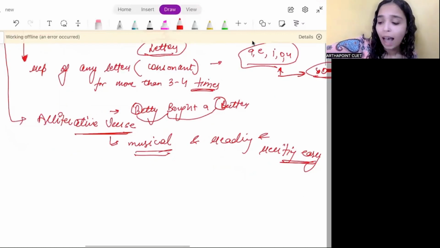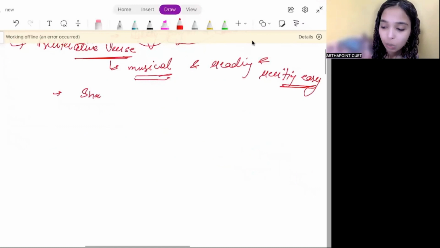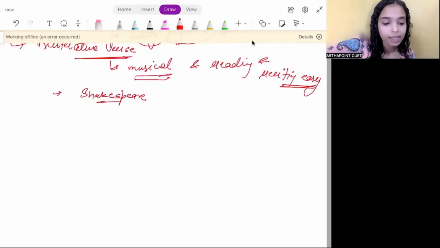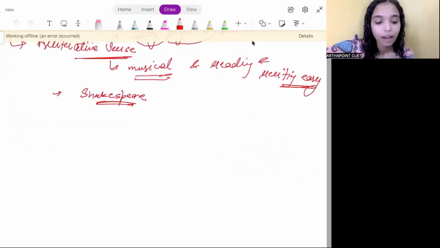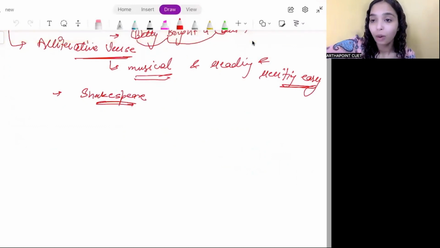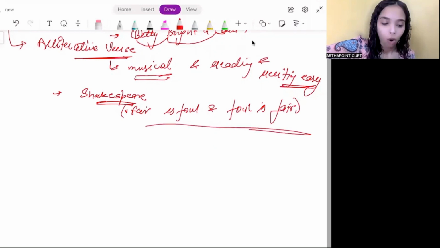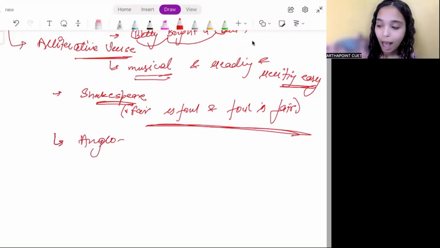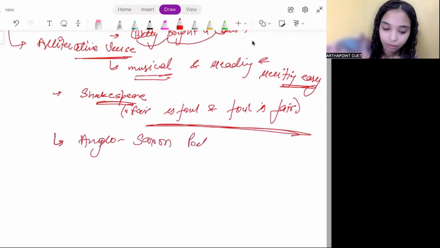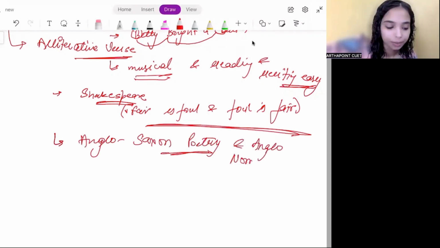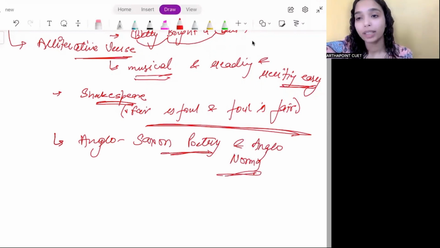We also see use of alliteration in Shakespeare's work a lot. For example, in Macbeth, there's a line, fair is foul and foul is fair. So, this is a line from Macbeth. Fair is foul and foul is fair. Right? So, this is what is alliteration. Now, alliteration was also very famous, as I've told you, in Anglo-Saxon poetry. And also in Anglo-Saxon. So, again, the Old English, right? So, that is what is alliteration.